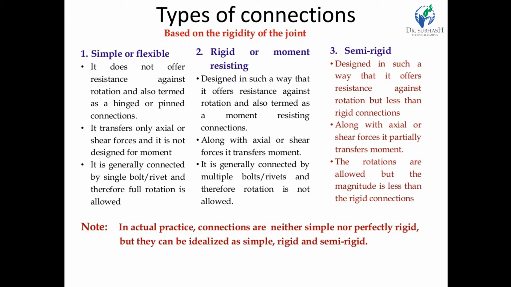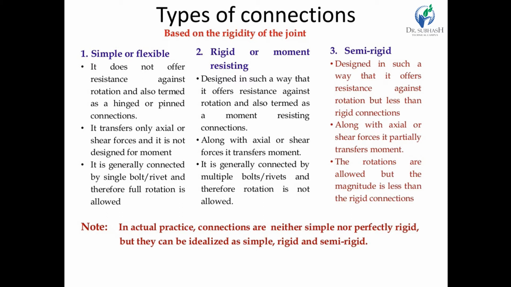Second one is rigid or moment resisting connection. It is designed in such a way that it offers resistance against rotation and is also termed a moment resisting connection. Along with the axial or shear force, it transfers moment also. It is generally connected by multiple bolts or rivets, and therefore rotation is not allowed in these types of connection.